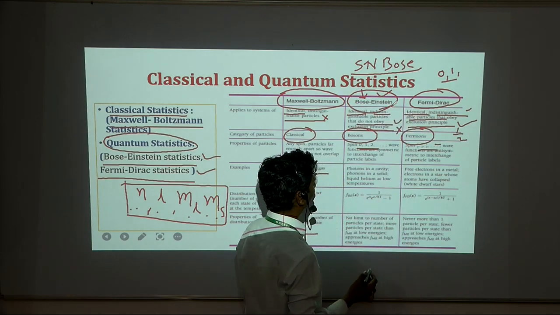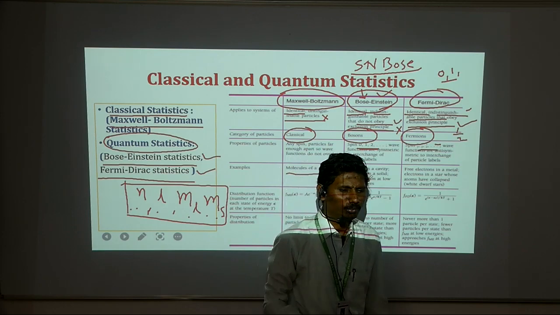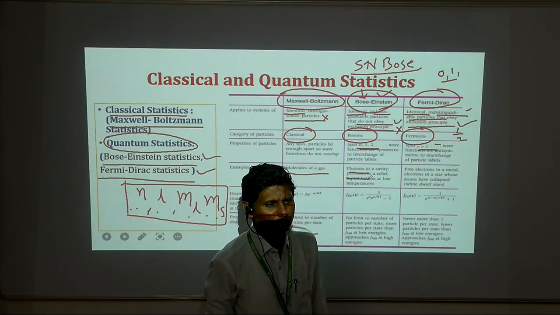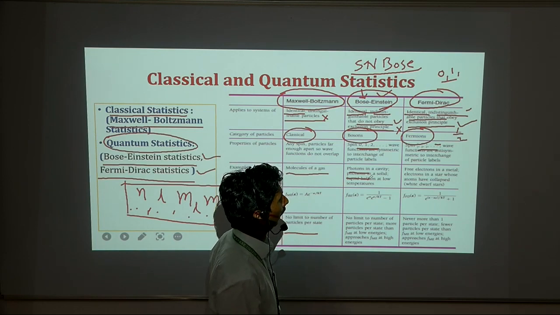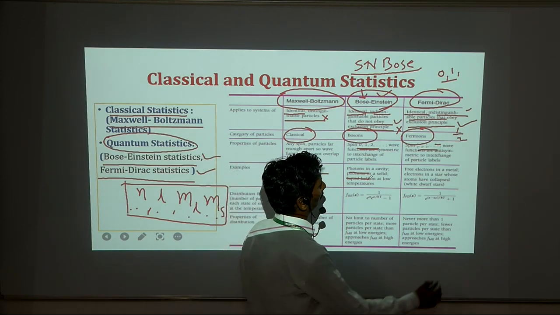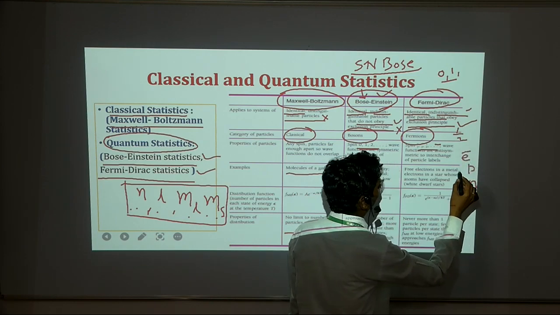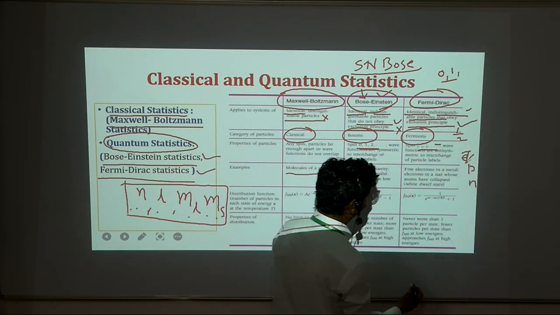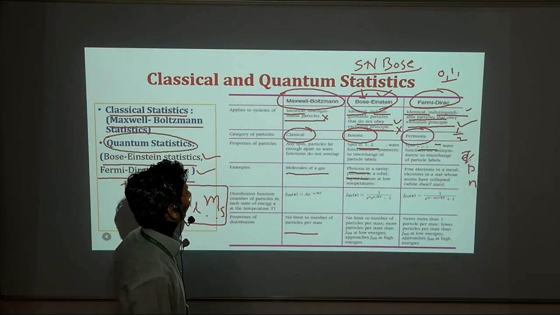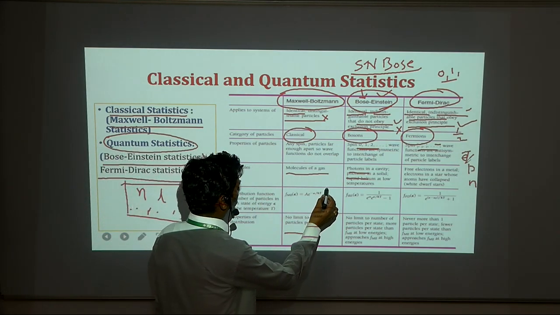Okay, an example of Bose-Einstein particles is photons. Photons are the particles which obey the Bose-Einstein statistics, while in Fermi-Dirac statistics the examples are electron, proton, neutron, like these particles. So we also discuss the distribution of the particles.